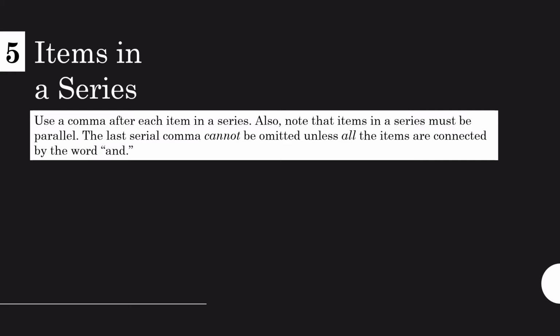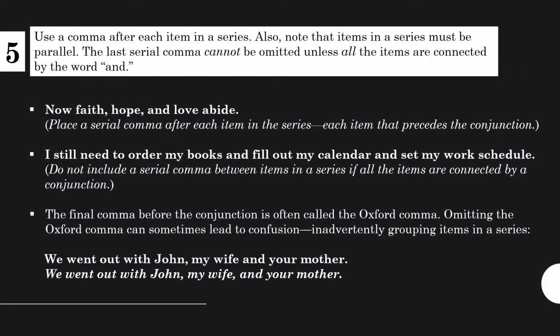Use a comma after each item in a series. Also note that items in a series must be parallel. The last serial comma cannot be omitted unless all the items are connected by the word and. Check out these examples. Now faith, hope, and love abide. Place a serial comma after each item in the series, each item that precedes the conjunction. I still need to order my books and fill out my calendar and set my work schedule. Do not include a serial comma between items in a series if all the items are connected by a conjunction.